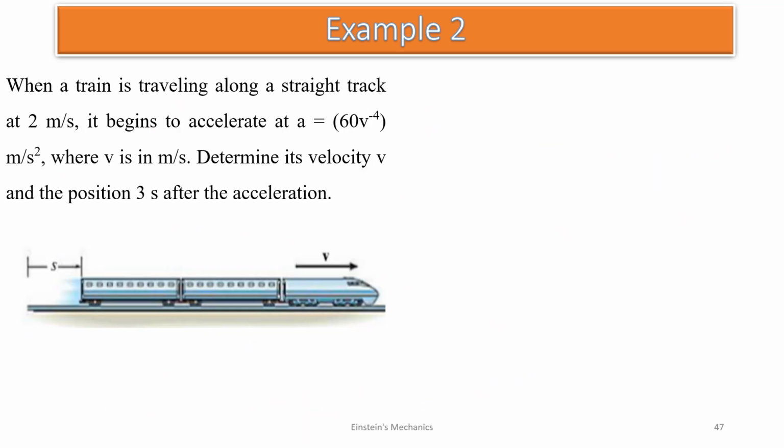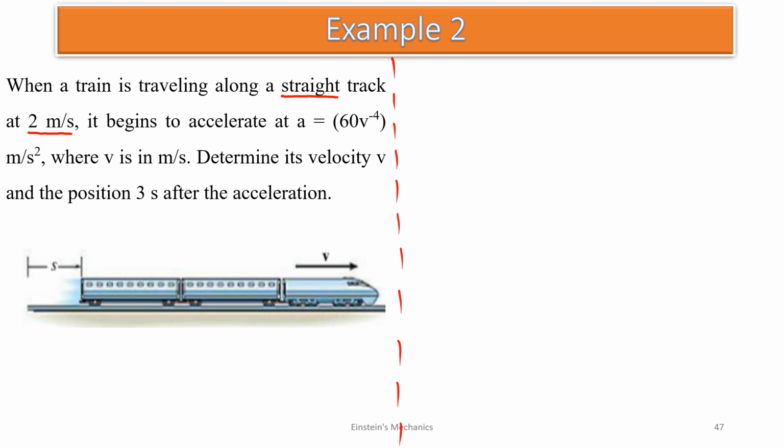All right, so example 2. What do we have? Example 2 says when a train is traveling along a straight track, because we are talking about continuous motions, it's supposed to always be a straight line, at 2 meters per second. So the initial velocity is what? 2 meters per second. It begins to accelerate at a function.